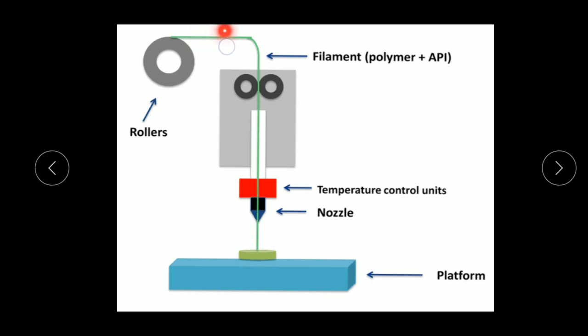These fibers are continuously fed into the temperature unit by means of these two rollers. Once these two rollers move in a clockwise direction, the fiber is continuously pulled from the spool and fed into the temperature control unit. Once it passes into the temperature control unit, this unit maintains the temperature of these fibers. The temperature-maintained fibers then come to the nozzle.